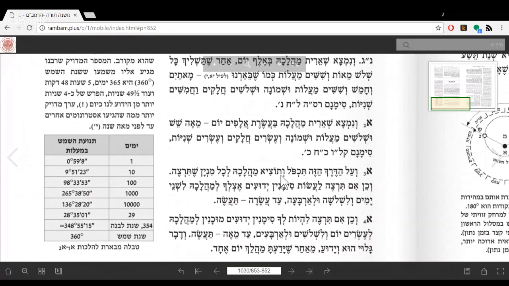And this is all very clear and knowable once you know how much it advances in one day, which again is 59 minutes and 8 seconds of a degree. So it's just under 1 degree.